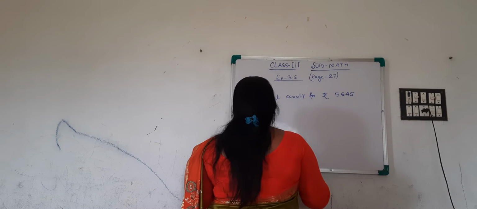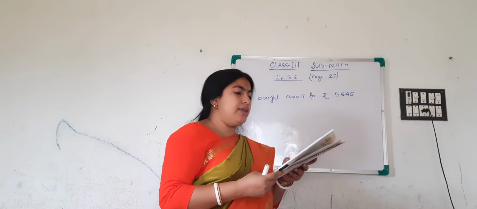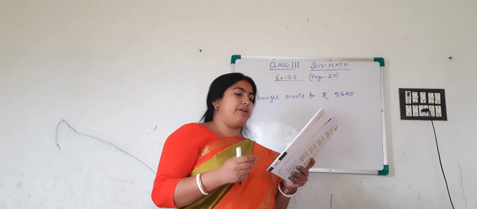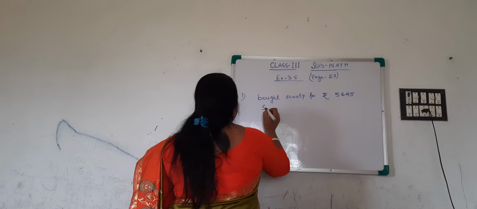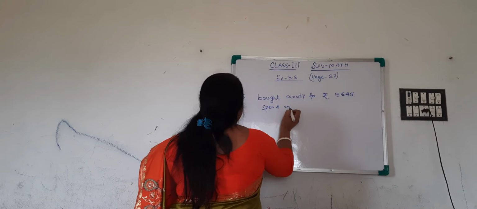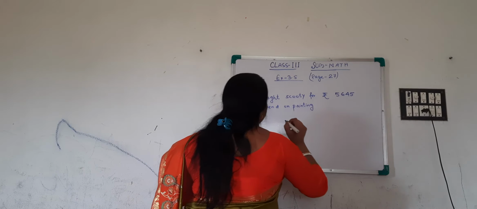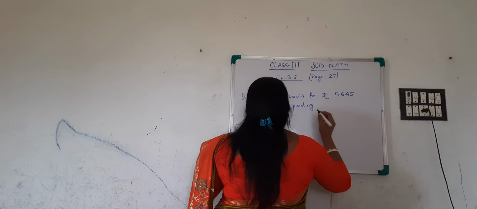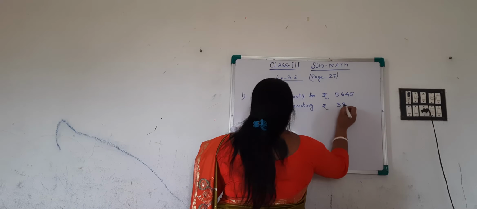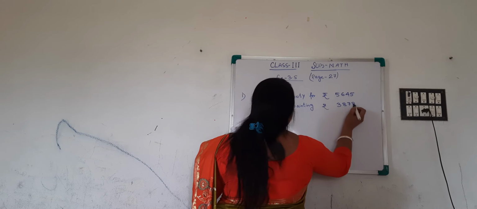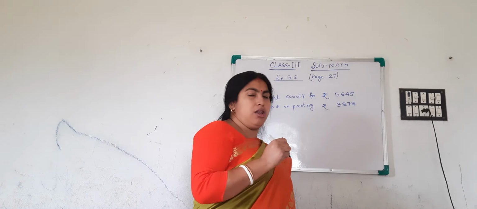5,645. Okay. And he spent ₹3,878 for its denting and painting. Means, he spent on painting, okay? 3,878. How much money did he spend in all?